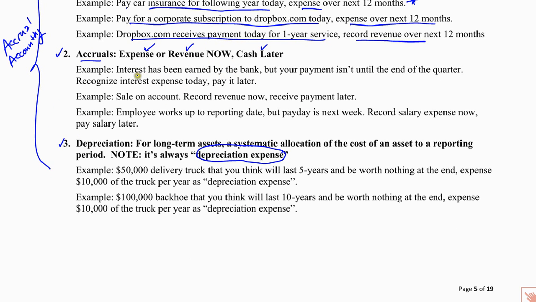So some examples of accruals. Interest has been earned by the bank, but the payment is until the end of the quarter. So every day the bank accrues interest on any outstanding loans, but it doesn't get paid till some set date, monthly or quarterly or annually. So the bank may recognize interest revenue today, but they'll receive the payment later and you'll pay it later. A sale on account is another example of an accrual. We record revenue now, receive payment later.